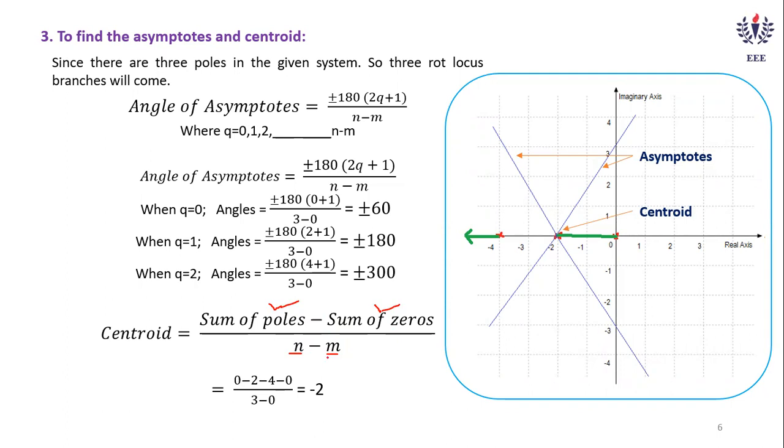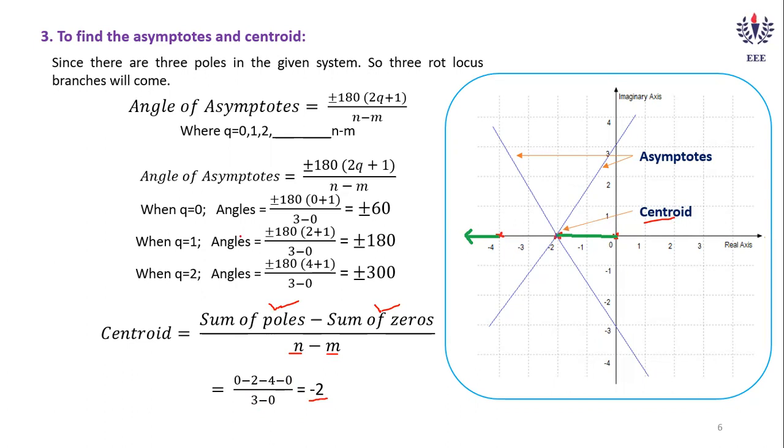Already we know the pole locations: 0, minus 2 and minus 4. We do not have any zeros, so the sum of zeros is 0. The number of poles n is 3, and m, the number of zeros, is 0. If we simplify, (0 minus 2 minus 4 minus 0) by (3 minus 0), we get minus 2. So the centroid is minus 2. We place the centroid first, at minus 2.